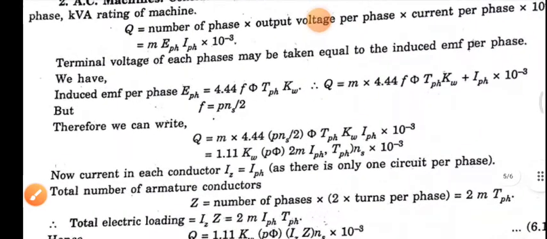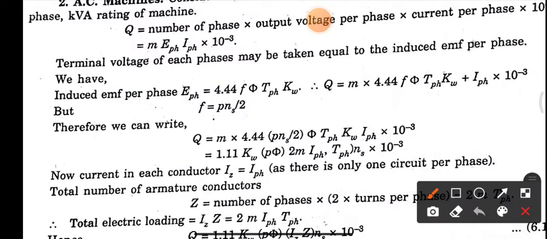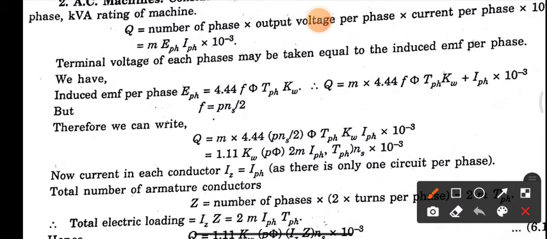Now what is the equation of induced EMF per phase? We already derived that in other classes. The induced EMF per phase, EPH, is given by 4.44 F phi TPH kW. Here F represents frequency, phi is flux, T is turns per phase, and kW is the winding factor. So now we know EPH, and we can use this formula.